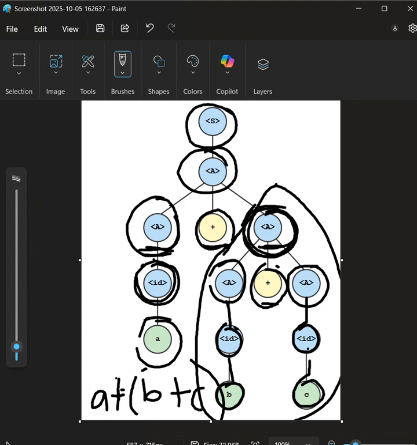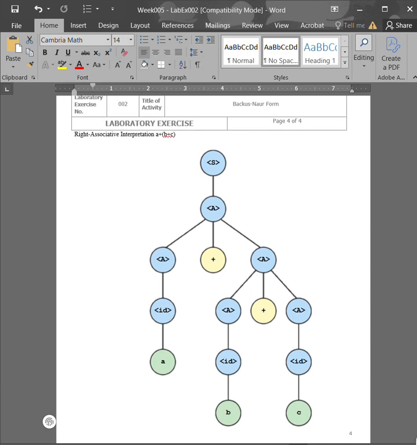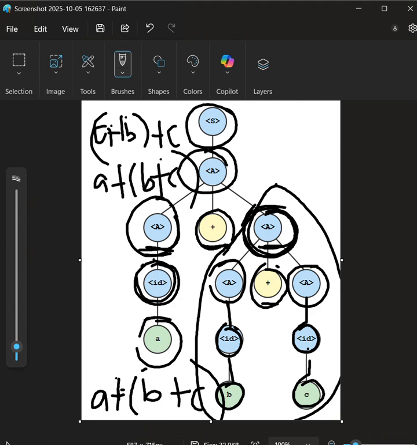So let's go back to our answer. So we have two derivations. Let's clear this one. We have A plus B, then plus C, and A plus, then B plus C. So it means that the grammar is ambiguous. So what are the reasons why the grammar is ambiguous?